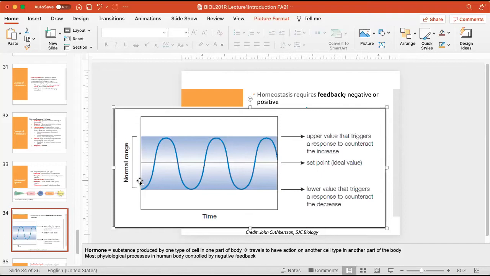That information then is going to be interpreted by the control center. The brain and spinal cord are going to decide, oh, she's 97.5 right now. That's a little low. That's below the set point. And that control center is going to send out information to help start to warm you up.